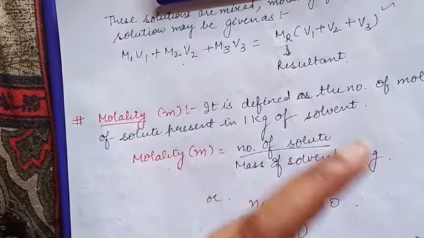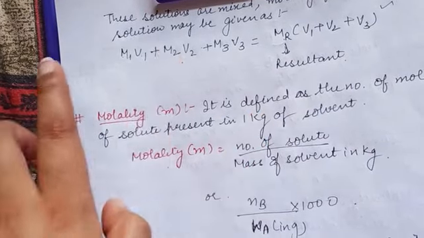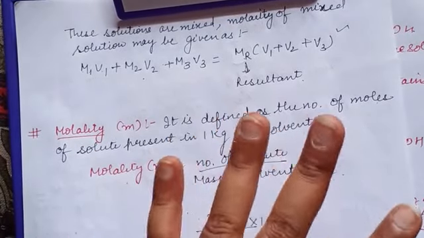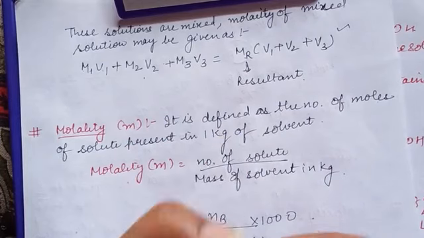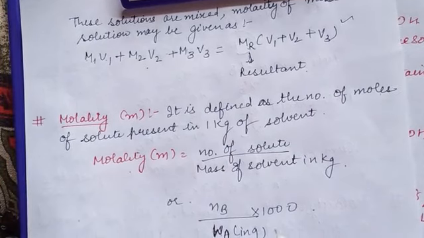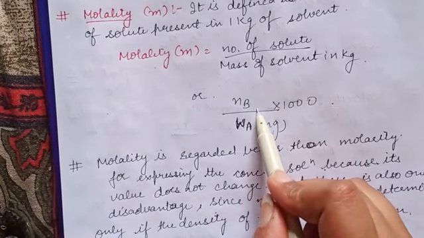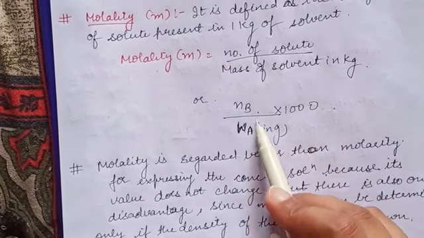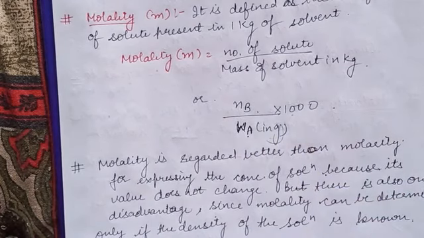Now the molality. Molality is denoted by small m. It is defined as the number of moles of solute present in 1 kg of the solvent. In molarity we were taking per liter of the solution, here we are taking present in 1 kg of the solvent. That means molality is equal to number of moles of solute divided by the mass of solvent in kg. Number of moles, like I have already told, we usually use B for solute, NB divided by WA, mass of solvent in kg, into 1000 if it is present in grams.